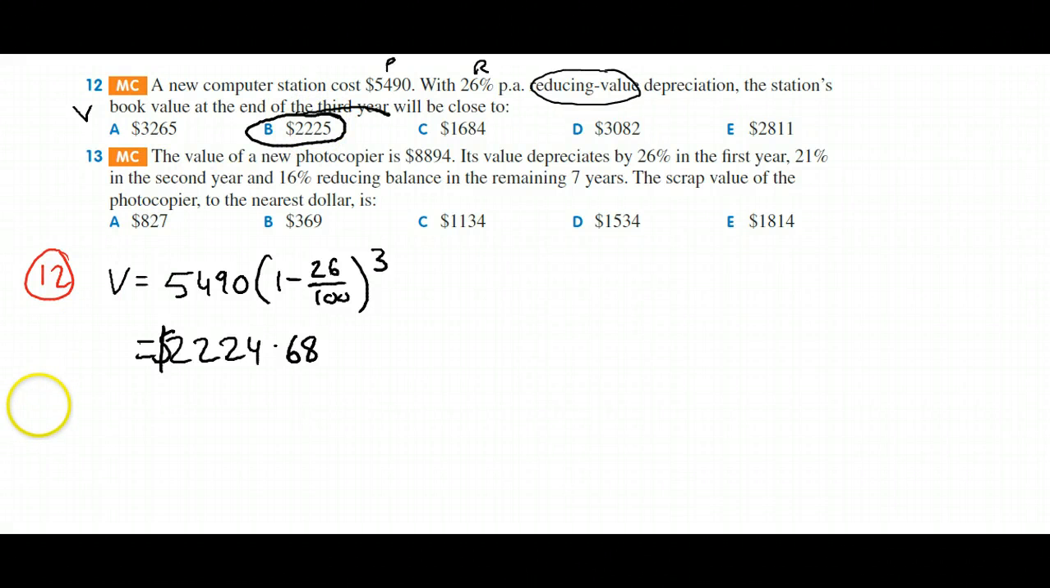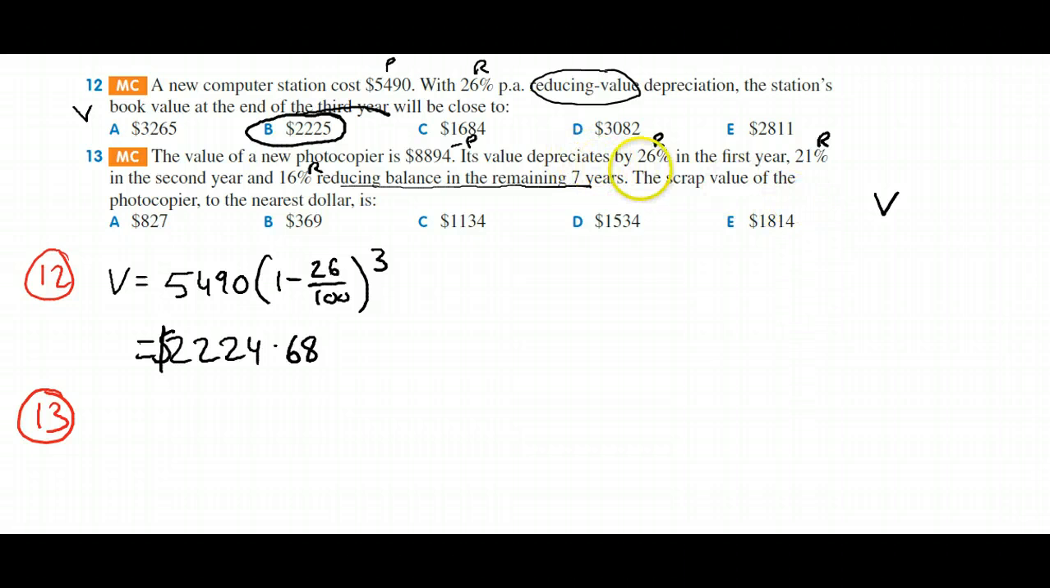Okay, then for question 13, we've got the value of a new photocopier is this, so that's our P. Its value depreciates 26%, that's R in the first year, 21%, so we've got another value for R here, reducing balance in the remaining 7 years. The scrap value of the photocopier to the nearest value is, so the scrap value is the final value, it's V at the end of its life.